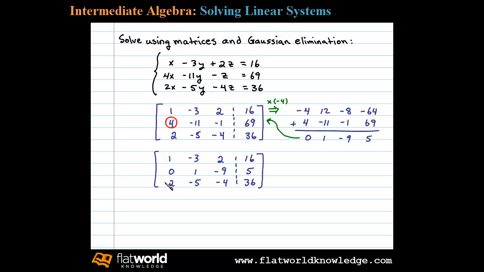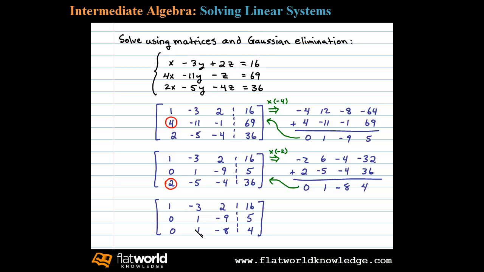Next, we need to replace the first element here of the third row with a 0. To do that, we'll multiply the first row by -2. And that'll leave us with -2, 6, -4, and -32. Now we'll write the third row right underneath that, and then add them together. That'll give us 0, 1, -8, and 4. Now we'll use this to replace the third row.